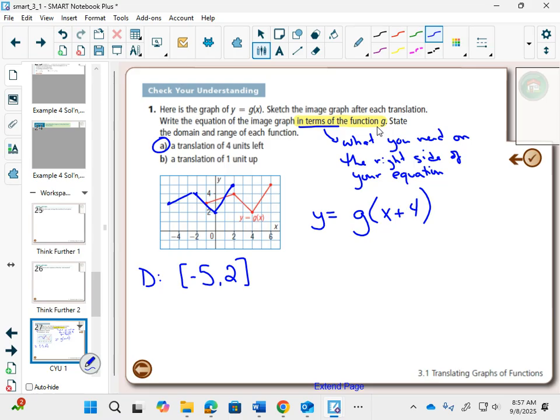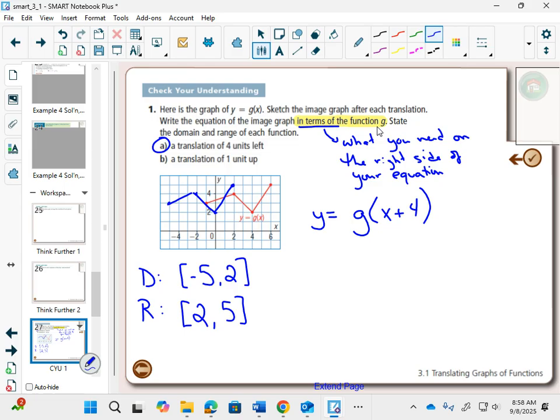So, there's my domain, my range are my y values. So in interval notation, I always think about what's my smallest y value, it's a 2, and that's included. What's my biggest y value, it's a 5. So there's my domain and range for my blue one.